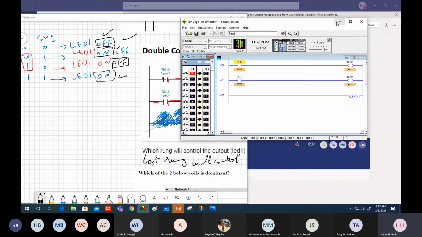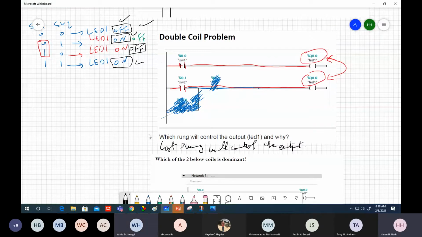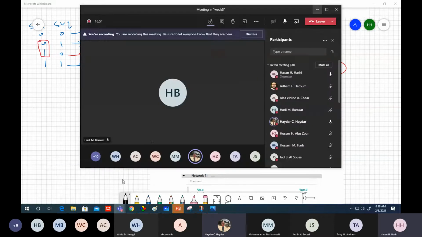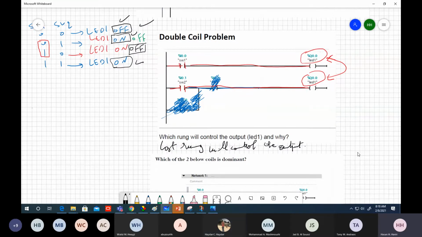So now the second question is why? If you understood it, then we jump to the second question. Do you have any question regarding it before jumping to why? Why do you think this? Because the program scans each rung by rung from up to down. Excellent. Yeah, excellent. So that's exactly why.